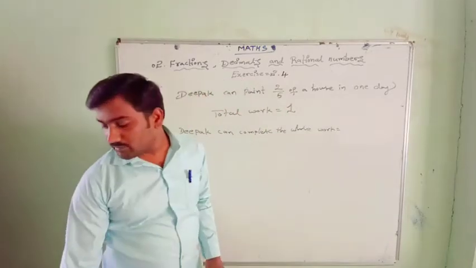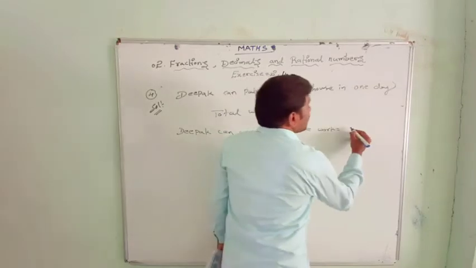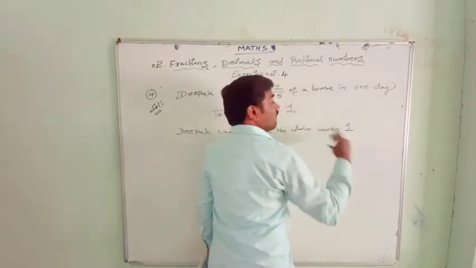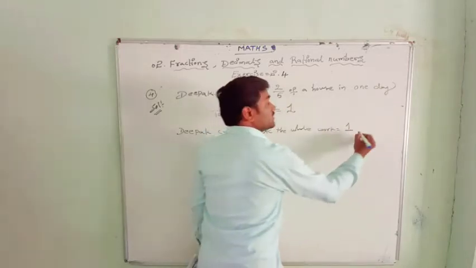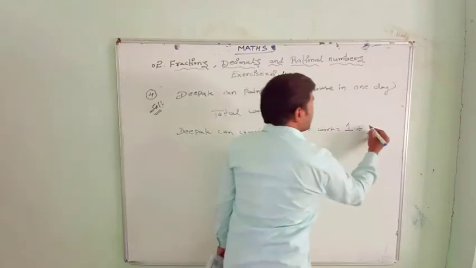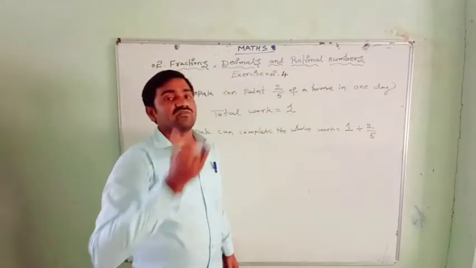Complete work. Deepak can complete the whole work. Here it is very simple, we have seen only one part. That means we have one work. That work is divided by 2 by 5. That means in each day he can only complete 2 by 5 of the work.